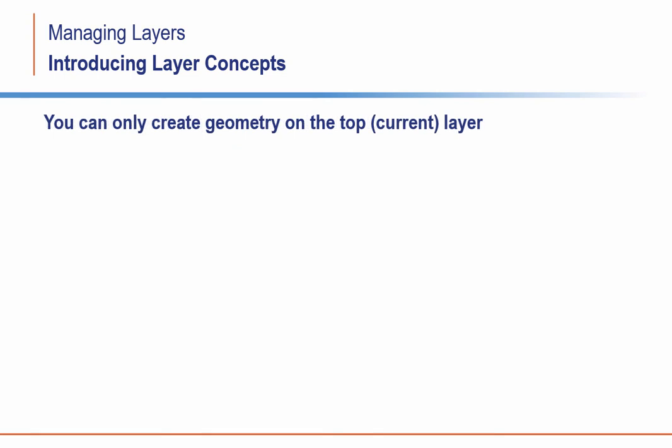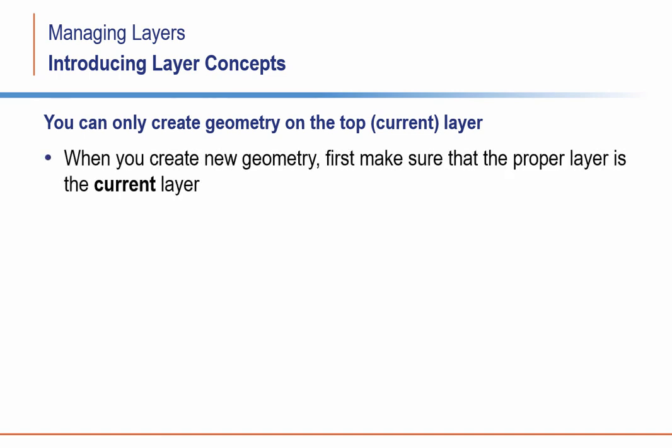But you can only create geometry on the top or current layer. So when you are using a command to draw lines, arcs, or circles, or to place text or dimensions, the geometry you create is placed on the current layer. So in order to create or place an object on the proper layer, you must first make sure that the layer on which the object should be created is the current layer.